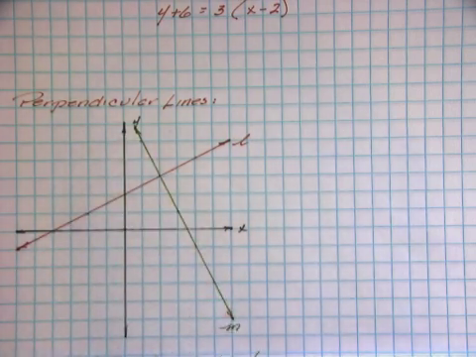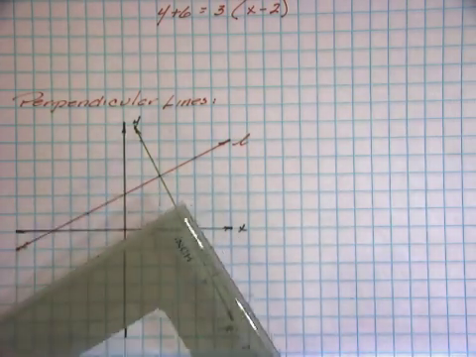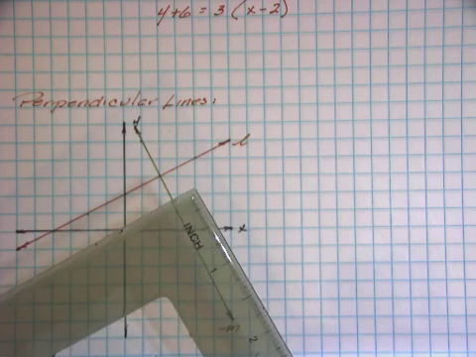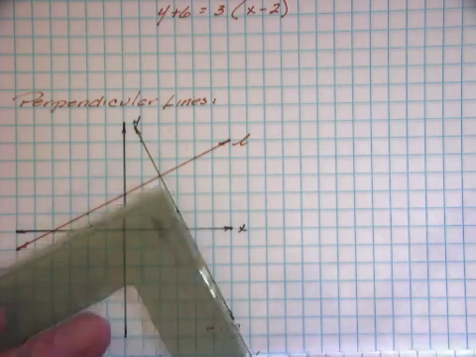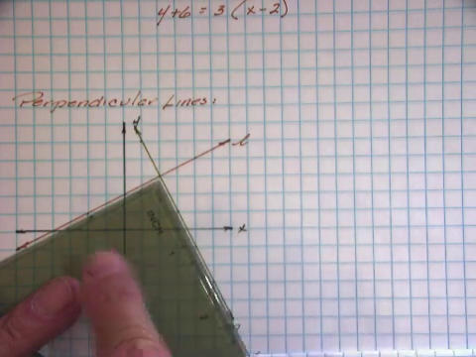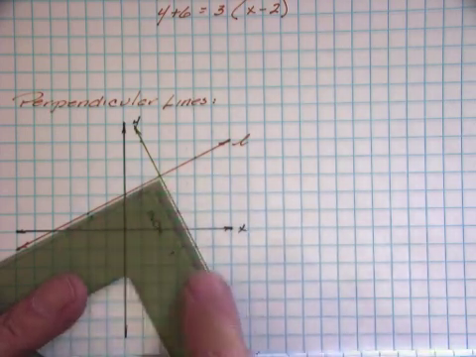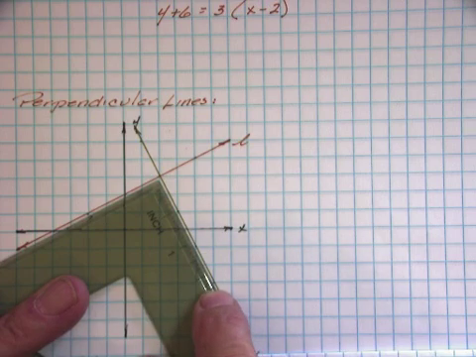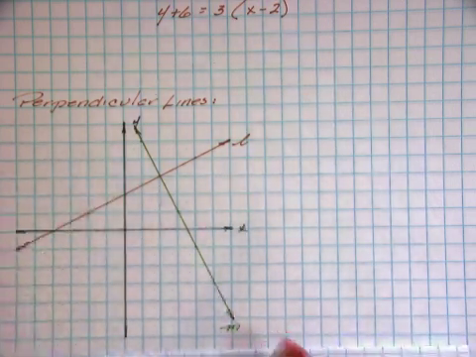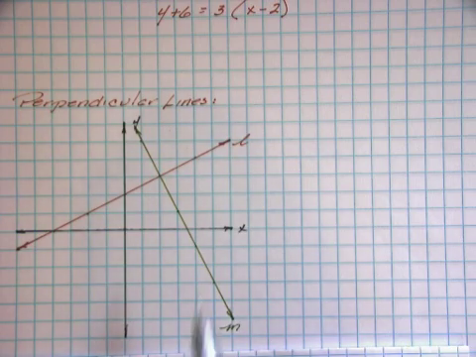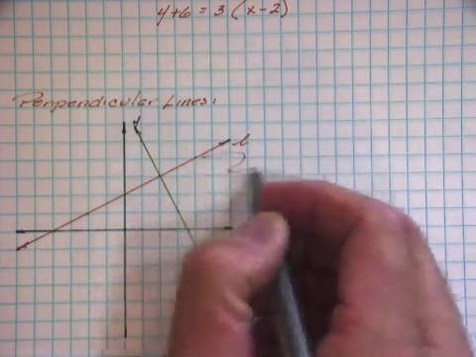Now let's talk about perpendicular lines. So I've drawn two lines on a graph, and these two lines are perpendicular to each other. Perpendicular, another definition, is that they meet at 90 degrees. If I put my triangle up here, which has a 90 degree angle, you can see that these two lines are perpendicular to each other.